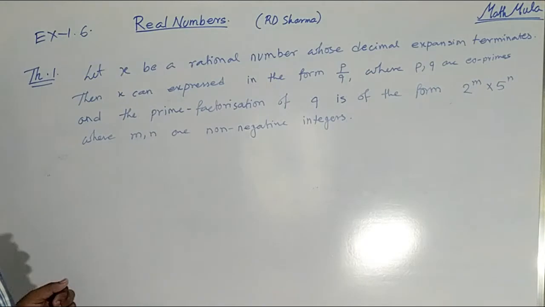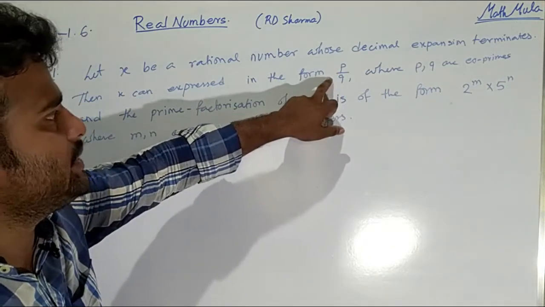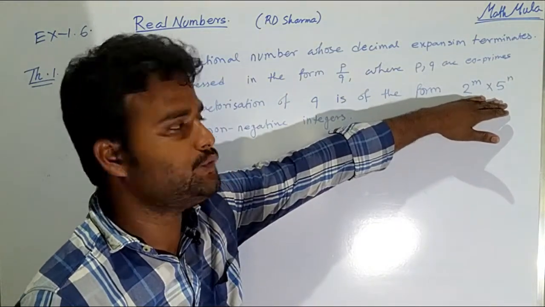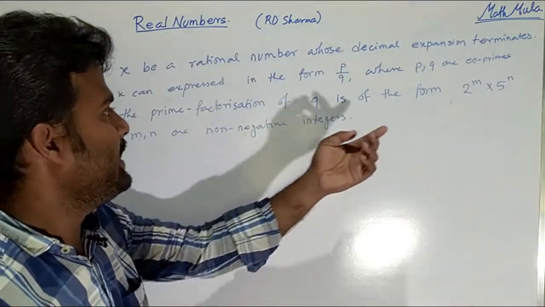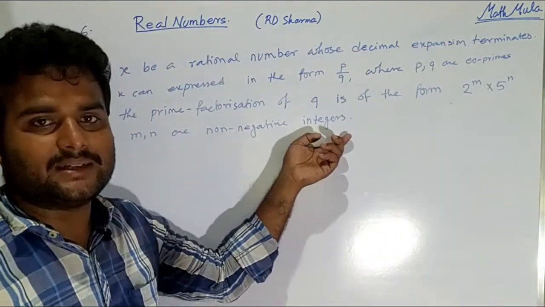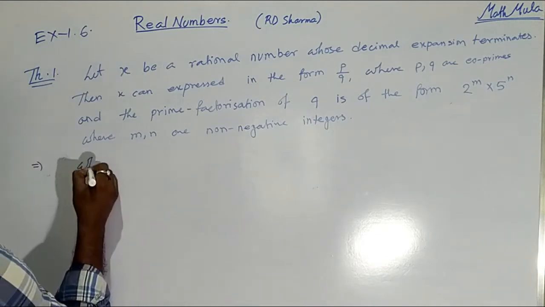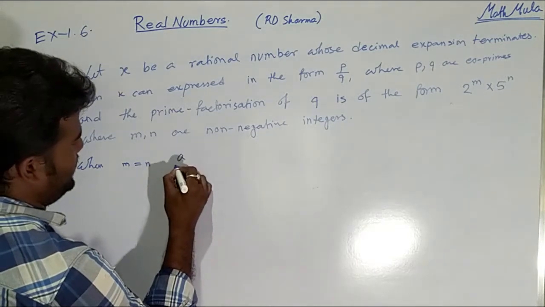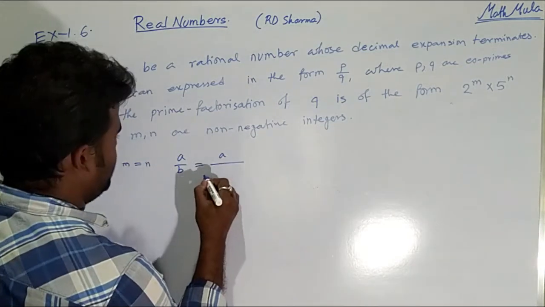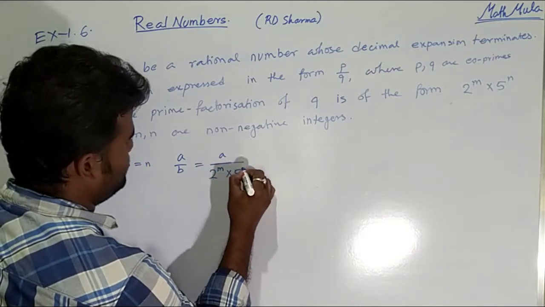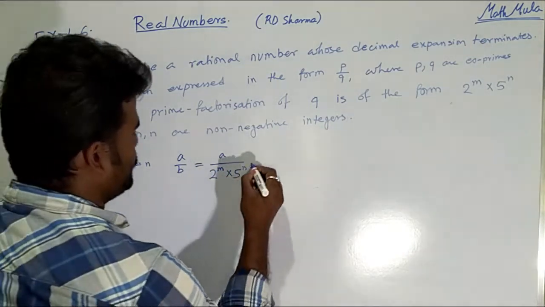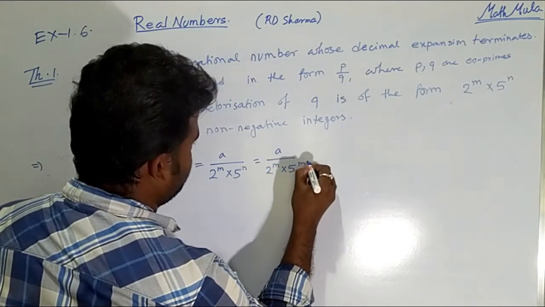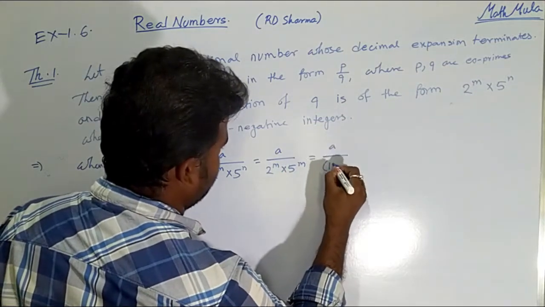Now the new thing is that the denominator q of this rational number can be expressed in the form 2 to the power m into 5 to the power n, where m and n are non-negative integers. Now we prove this theorem when m equals n. When m is equal to n, a rational number a by b can be written a by 2 to the power m into 5 to the power n. Now m and n are equal, that means a by 2 to the power m into 5 to the power m, that means a by 10 to the power m.